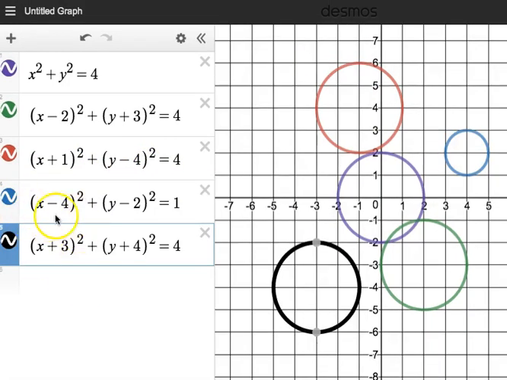The final two that you were asked to sketch: (x minus 4) squared plus (y minus 2) squared equals 1 has radius 1, because 1 is 1 squared. It's been shifted 4 units to the right from the centre there, and it's been shifted 2 units up. And the black one here is shifted 3 units to the left and 4 units down from the origin. So we go 3 units to the left, 4 units down. So the centre of the circle here will be (negative 3, negative 4).